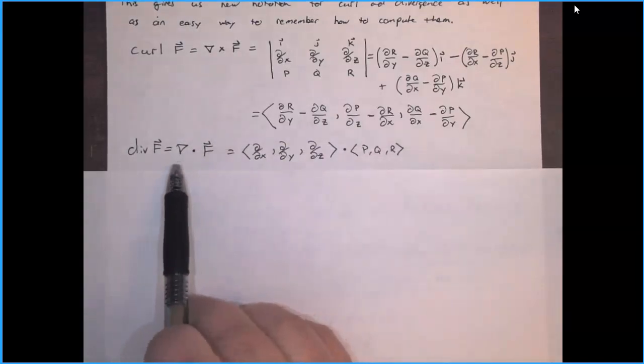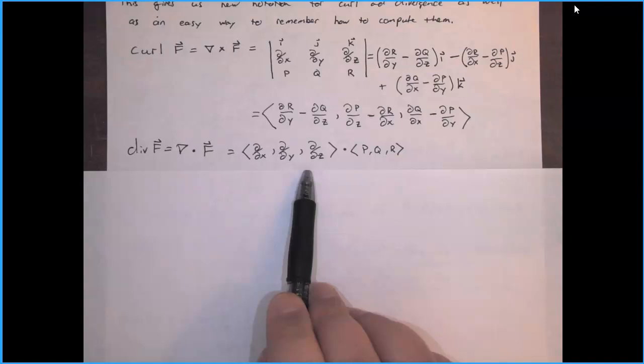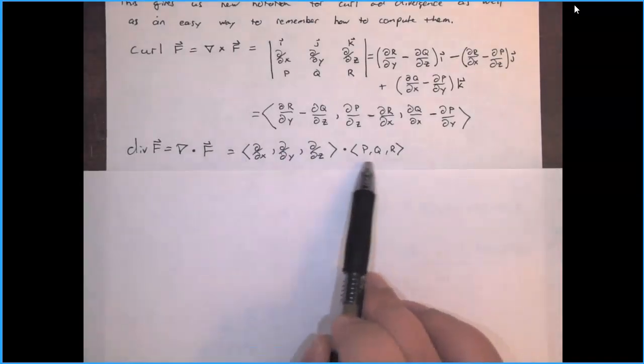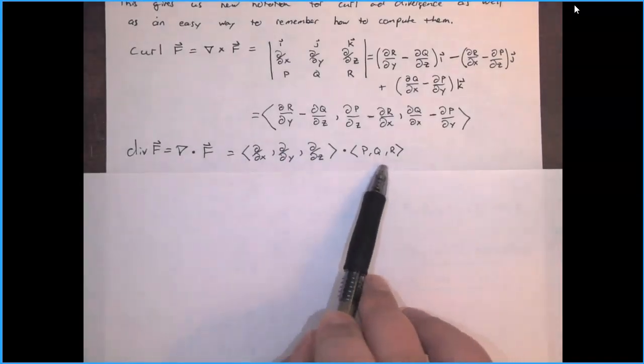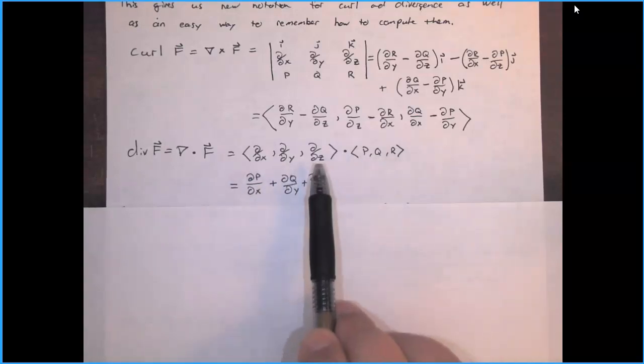Now, divergence is sometimes written as this del operator dotted with your vector field f. And then you can actually compute it that way. If I write out the del operator in this vector, I dot it with my vector field pqr. Then I compute this dot product with these operators acting on the functions. So I take the partial derivative of p with respect to x plus the partial derivative of q with respect to y plus the partial derivative of r with respect to z.